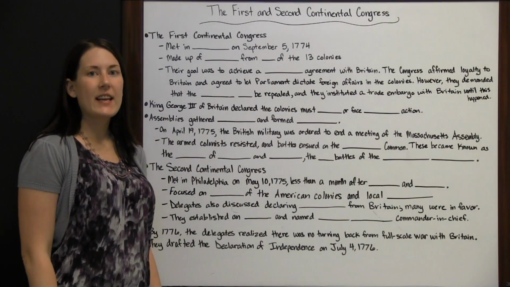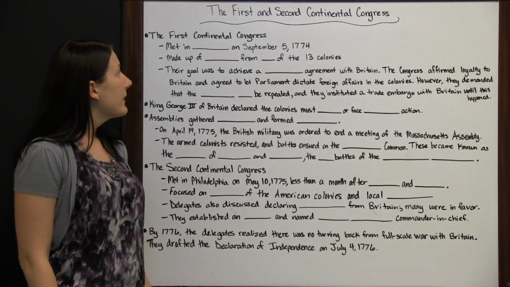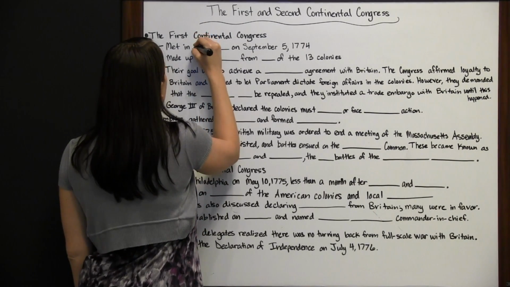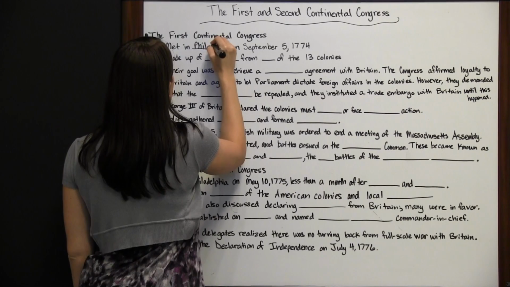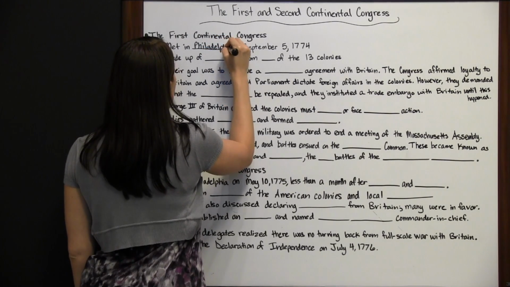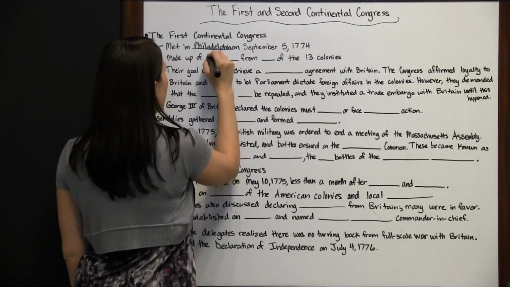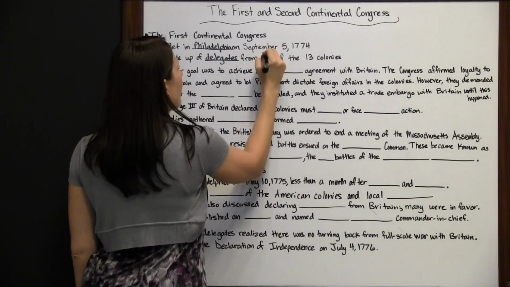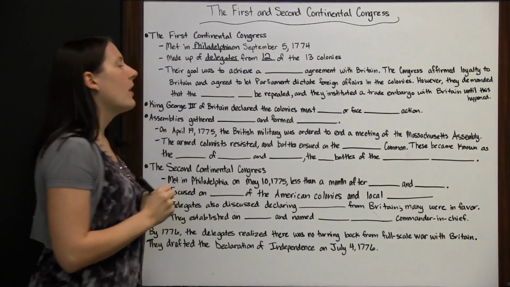The First and Second Continental Congress. The First Continental Congress met in Philadelphia on September 5th, 1774. And it was made up of delegates from 12 of the 13 colonies.